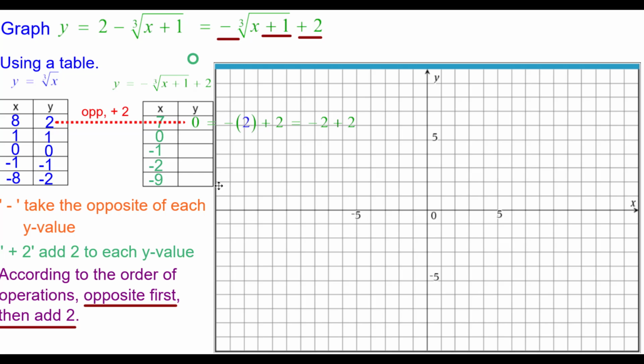I'd like you to go ahead and finish these 4 values, find those 4 points, plot all of them, and connect them into the graph. Press pause to do so, resume when you're ready.